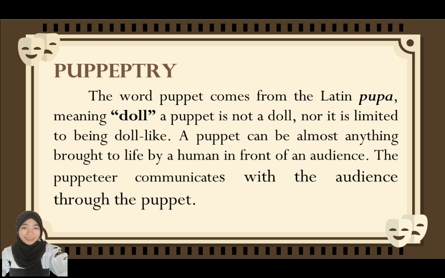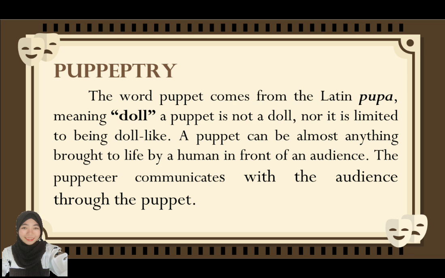A puppet can take many forms, such as a hand puppet, marionette, or even shadow puppet, and can be made from various materials including cloth, wood, paper, or even modern technology. The puppeteer is the person who manipulates and controls the puppet, either by hand, strings, rod, or other methods. Through the puppet, the puppeteer communicates with the audience, bringing the character to life.